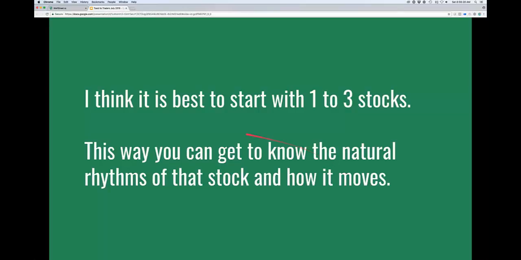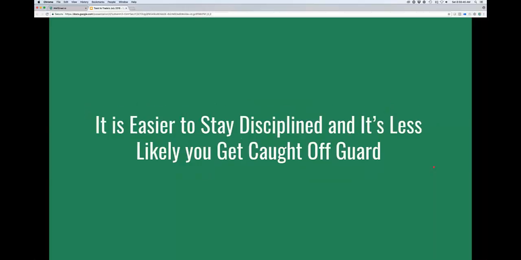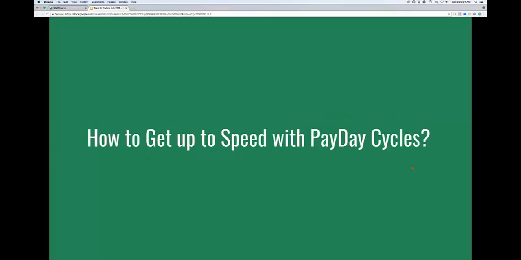I could go into that more, but I think that it's best to start with 1 to 3 stocks. This way you get to know the natural rhythms of that stock and how it moves. And I think something amazing occurs when you focus on just a handful of stocks versus chasing every shiny new object. You get to know its natural rhythms and characteristics and cycles, and you could be more successful with them. I think it's easier to stay disciplined, and you're also less likely to be caught off guard when you become a specialist on a few stocks versus a generalist.